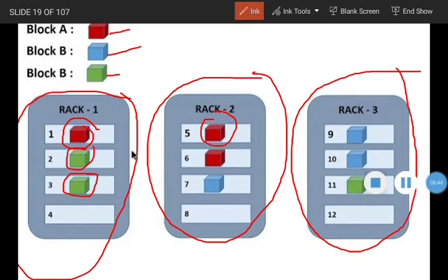If the data is available in some other location like rack 3, retrieval again consumes time, because it has to go from rack 3 to the name node. That's why if it is in the same rack or the same machine, it is called the best one.